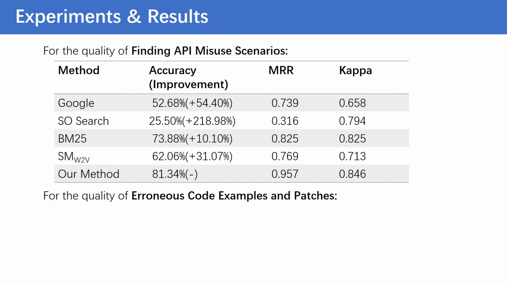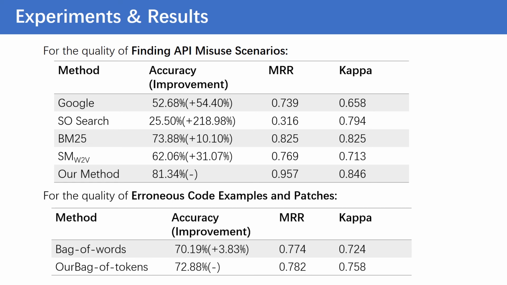For the quality of extracting error-prone code examples and patches, our approach finds the pairs of error-prone code examples and patches by bag-of-tokens matching. Here we use bag-of-words as a baseline. This table shows the performance of the two methods for ranking candidate pairs of error-prone code examples and patches. The kappa metrics are larger than 0.7 for both methods, which indicates substantial agreement between the two annotators regarding the relevance of candidate pairs. The MRR and accuracy of the two methods are very close, and our method is slightly better. The close MRR indicates that bag-of-tokens matching and bag-of-words matching do not make a big difference. However, when looking into accuracy, we find that bag-of-tokens matching is better.